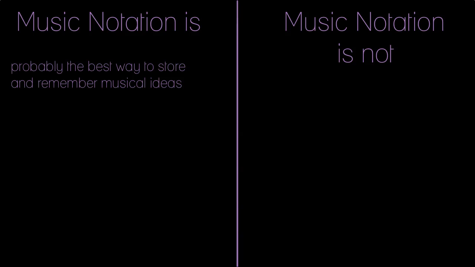So perhaps most importantly, what is music notation for? Well, I would say that music notation is probably the best way to store and remember musical ideas. These might be musical ideas that we've had ourselves, or it gives us the opportunity to learn about and explore for ourselves the musical ideas of other people. It's important to remember that for most of history we didn't have the recording technology that we do today. So for many centuries, writing down musical ideas on paper was the only method that the composers had to store and preserve their ideas.